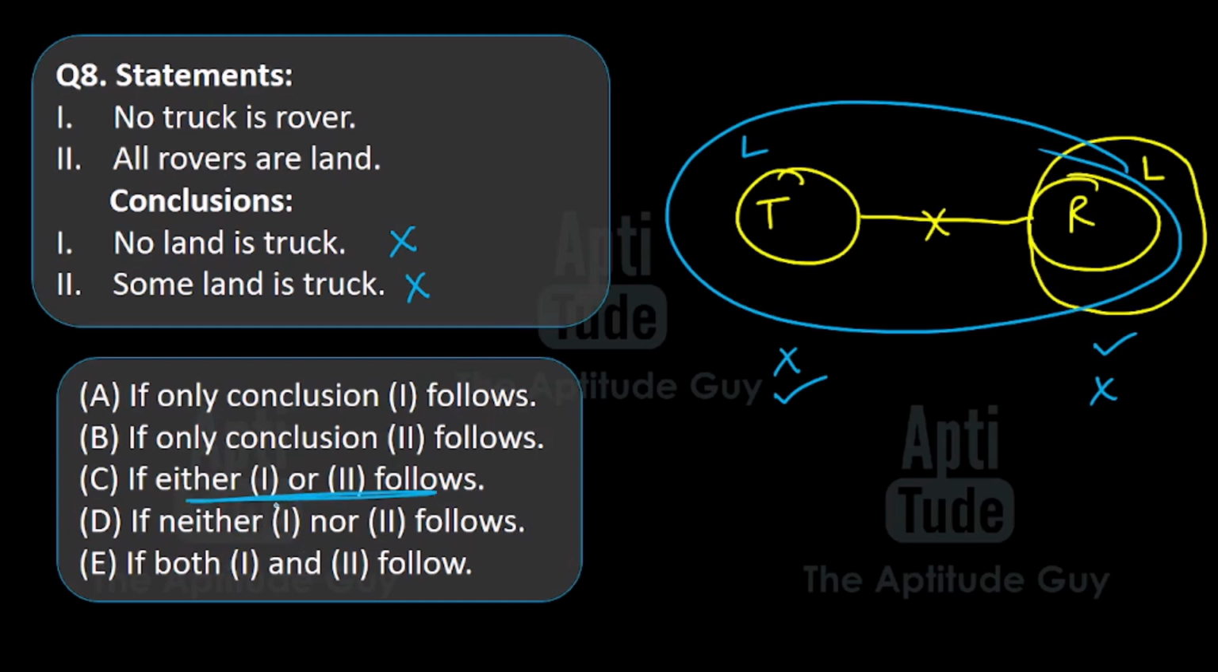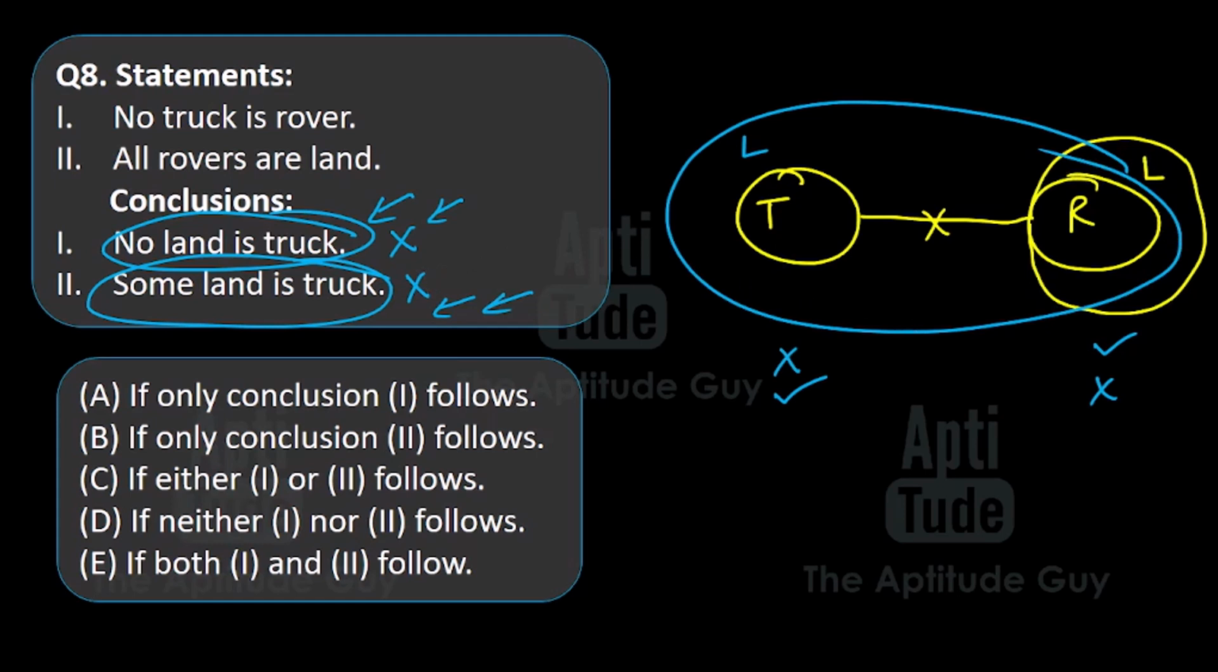This option. What does this mean exactly? Let's see. Either or case means it's either the first conclusion which is true or the second conclusion. That means if the first is true, then the second is false, and if the second is true, then the first is false. That is exactly what is happening over here. If this is true, this is false. If blue one is true, then yellow one is false. So it's either this or this.